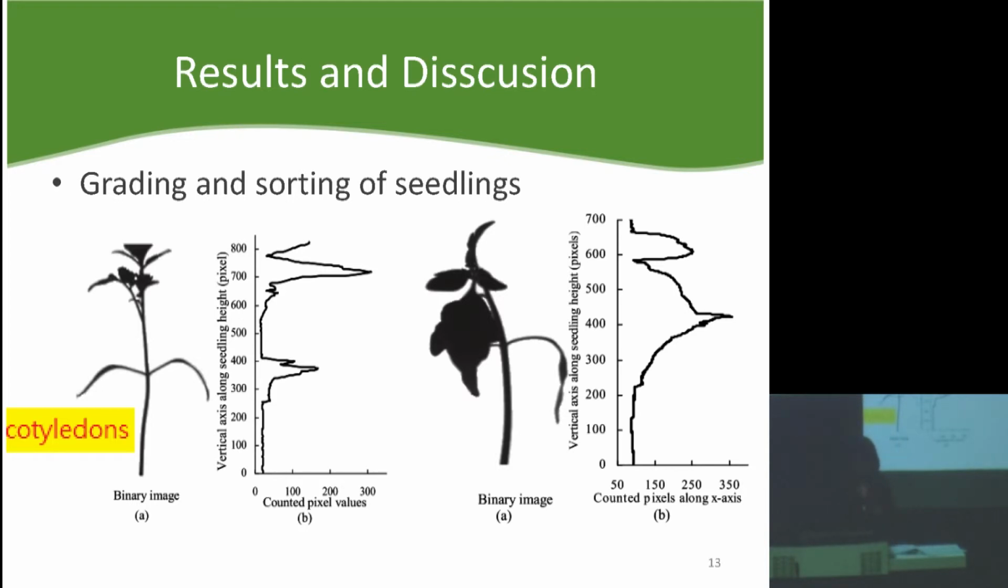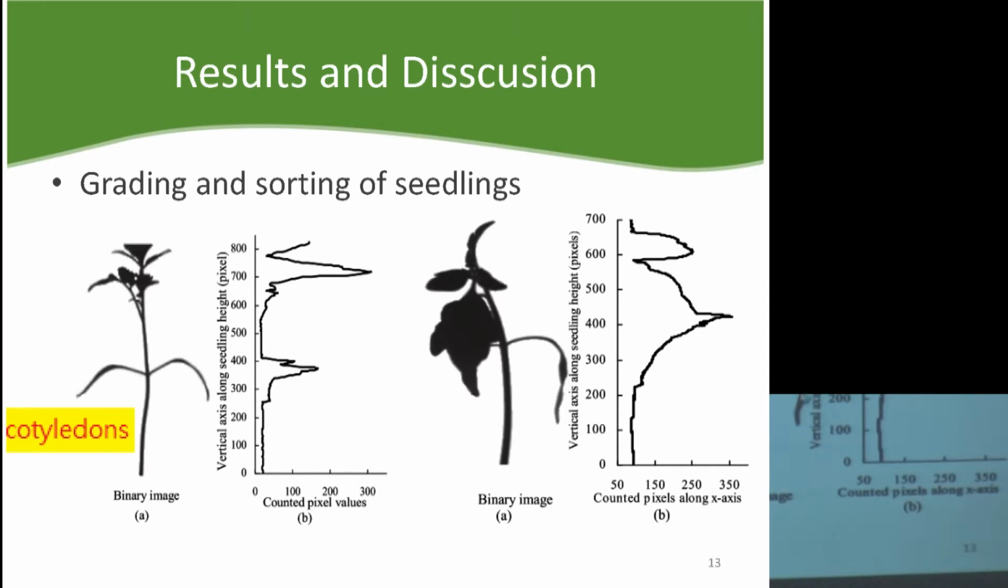And about this figure, we can make some image processing to grade and sort the seedling. In this figure, we cannot distinguish the leaves and the stem. So in this case, it will be graded as group D, which is substandard, and will be left for manual grafting.